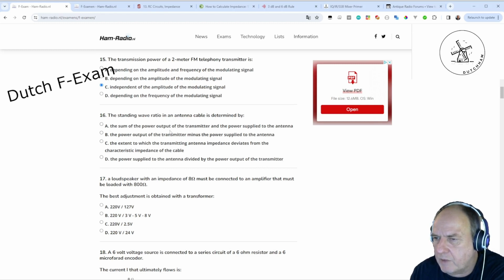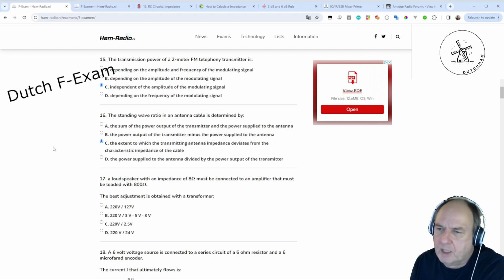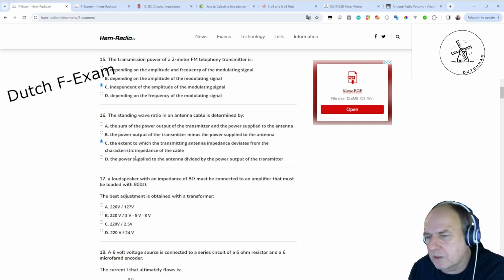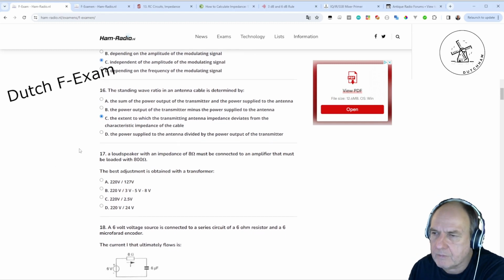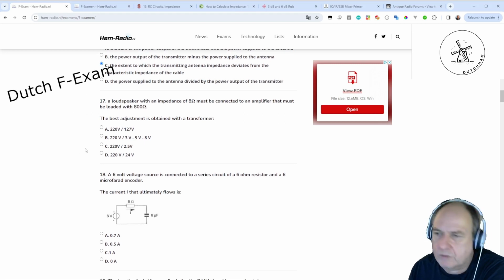That's also not the sum of the power output of the transmitter and the power supplied to the antenna, so A does make sense. The power output of the transmitter minus the power supplied to the antenna also does make sense, so I will go for C. The extent to which the transmitter antenna impedance deviates from the characteristic impedance of the cable. Strange that they don't mention the impedance of the radio, but okay. How are we doing on time? Oh, just 5 minutes. Maybe you can do a little bit more today.